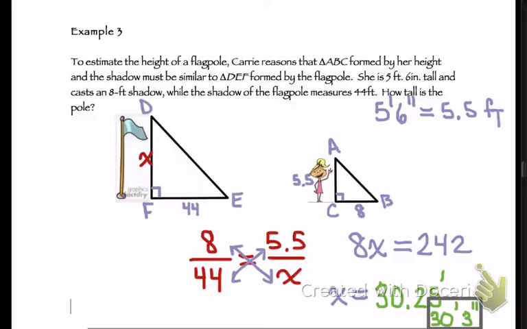How the heck did I get 3 inches? Well, I simply took this 0.25 and I multiplied it by 12, because 0.25 times 12 is equal to 3.